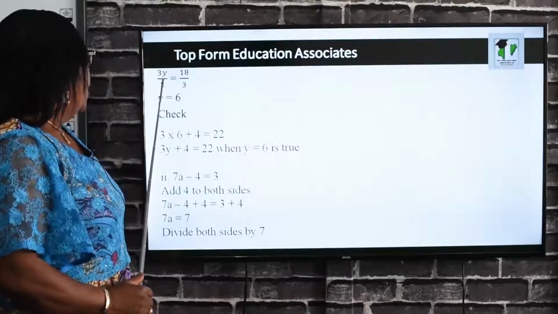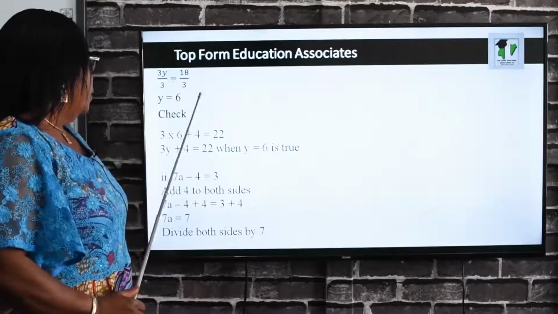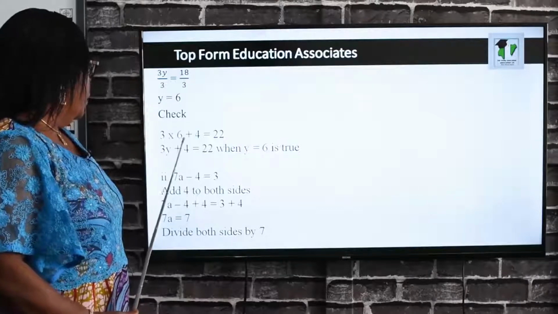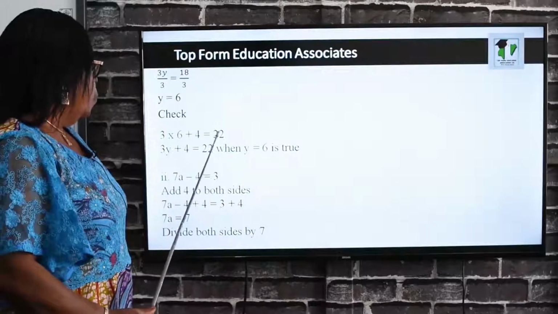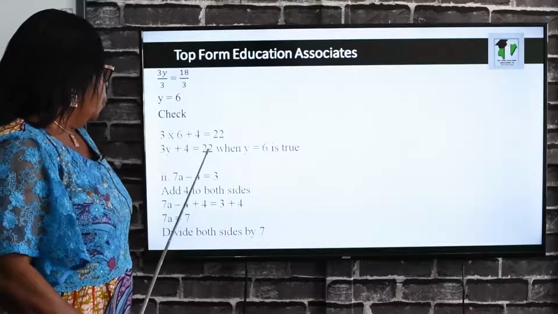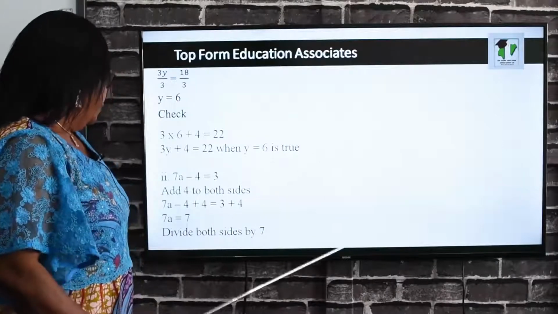That gives us 3y over 3 equals to 18 over 3. y equals to 6. To check, where we have y, we put 6. So 3 times 6 is 18 plus 4 equals to 22. Therefore, 3y plus 4 equals to 22 when y equals to 6 is true.